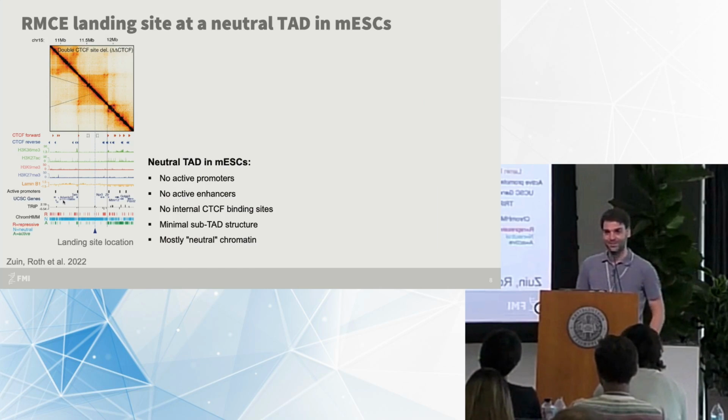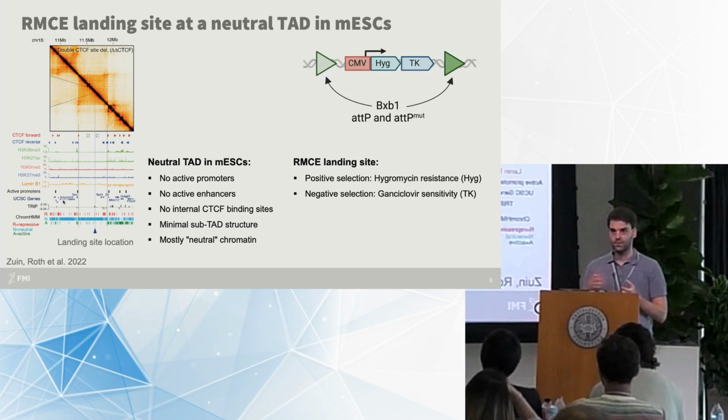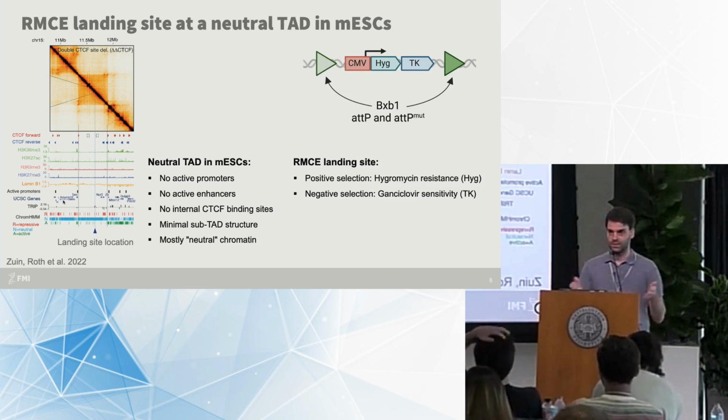So to set up the assay, I wanted to avoid potential confounding effects of endogenous enhancers and promoters, and therefore I set up the assay system in a so-called neutral TAD, where there is no other enhancer, promoter, or CTCF site, and this TAD, as you can see on this Hi-C map, has a generally simple architecture. And into this neutral TAD, I've integrated a landing site for recombinase-mediated cassette exchange, so RMCE, that allows me to integrate a library of different sequences with high efficiency.